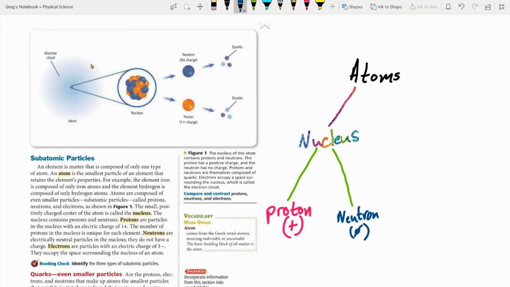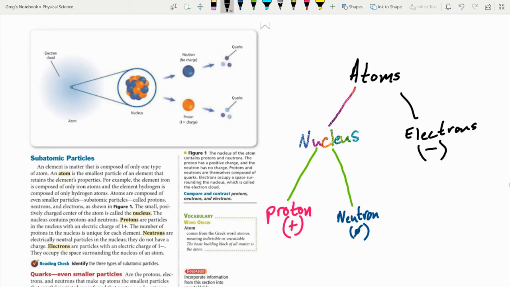And then cruising around really fast outside of my nucleus that's in the middle right here, this little cloud back here, the electron cloud, has, you got it, electrons in it. And electrons have a negative charge.